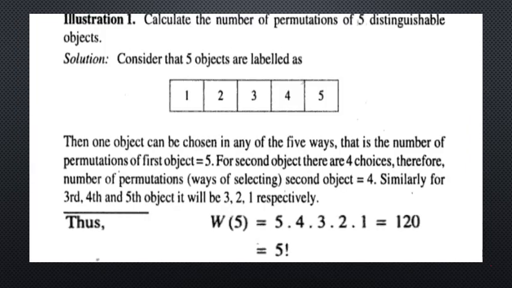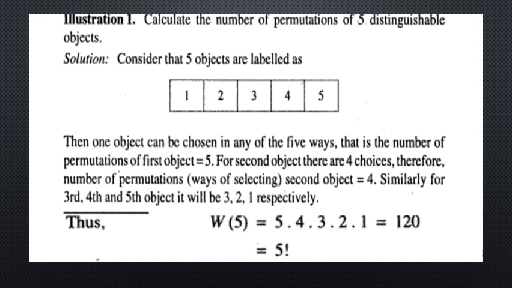In this slide, we are going to solve a numerical problem based on permutation. The problem is to calculate the number of permutations of 5 distinguishable objects. To solve this, consider that the 5 objects are labeled as 1, 2, 3, 4 and 5. Then one object can be chosen in any of the 5 ways. That is, the number of permutations for the first object is equal to 5.